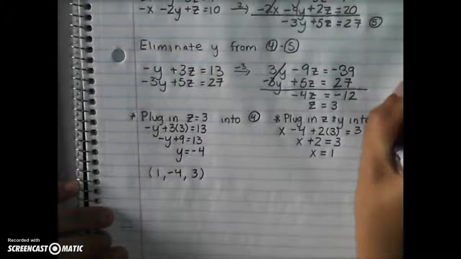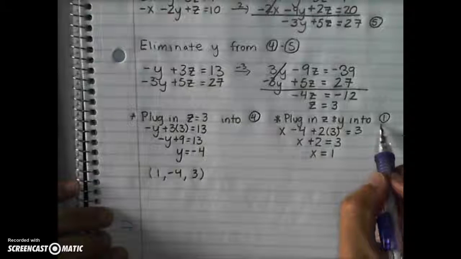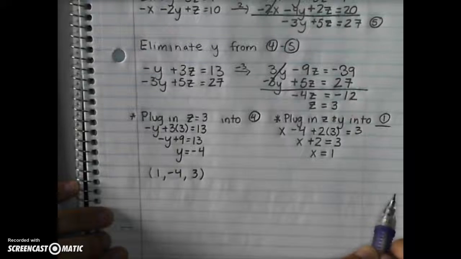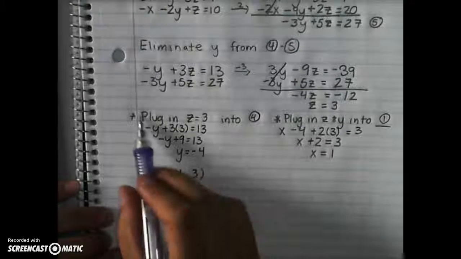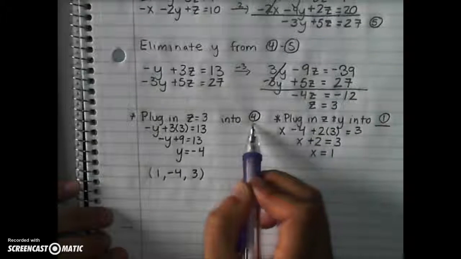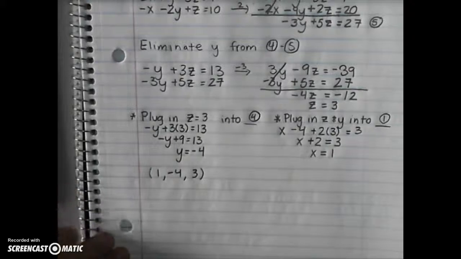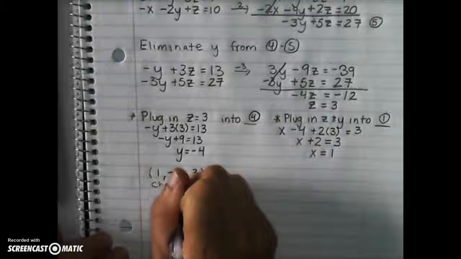You get to choose which one you plug it into. It could have been 1, 2, or 3. 1 just looked the easiest, so that's why we picked 1. And then after you got your first answer, you could have plugged it into 4 or 5, and we just chose 4 for that one. Now all we got to do is check it to make sure we're right.